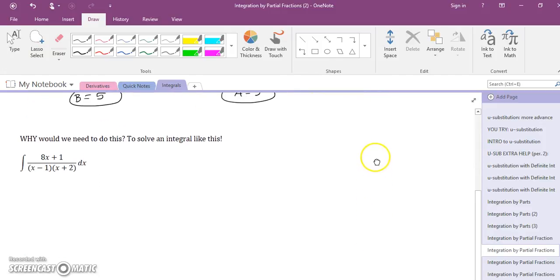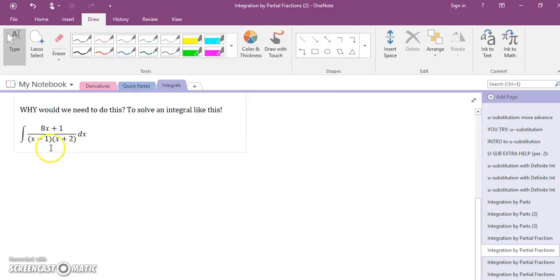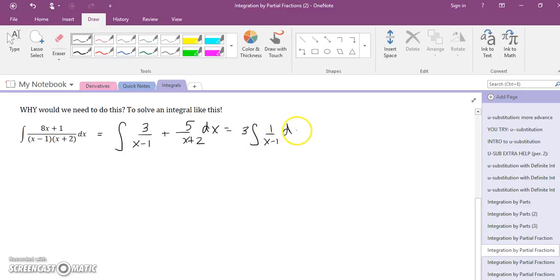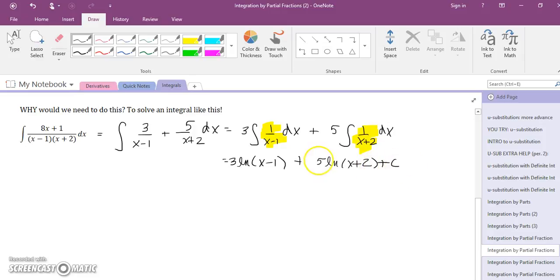The answer to that is to solve an integral that looks like this. It's a rational integral, and we already wrote the partial fraction decomposition of this. We found that this was equal to 3 over x minus 1 plus 5 over x plus 2 with the dx. Using properties of integrals, I'm going to pull the constant out, and I'm going to split it up, giving each its own integral, just so you can see the antiderivative really easily. The antiderivative of this involves ln, as does this one. The constant's just along for the ride, so 3 times natural log of x minus 1 plus 5 times natural log of x plus 2 plus c, and you're done.